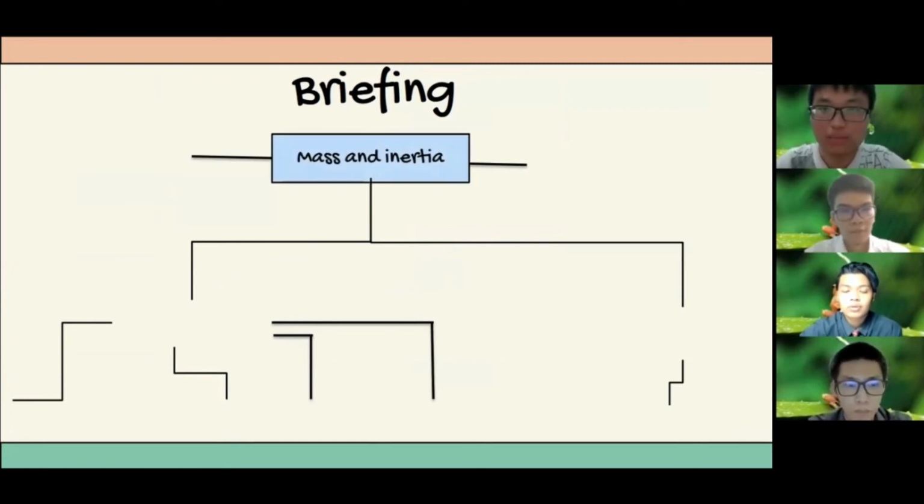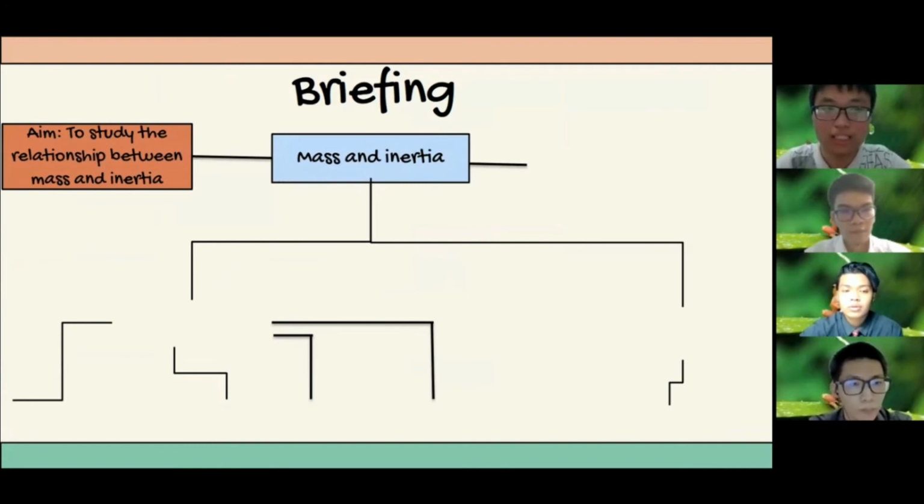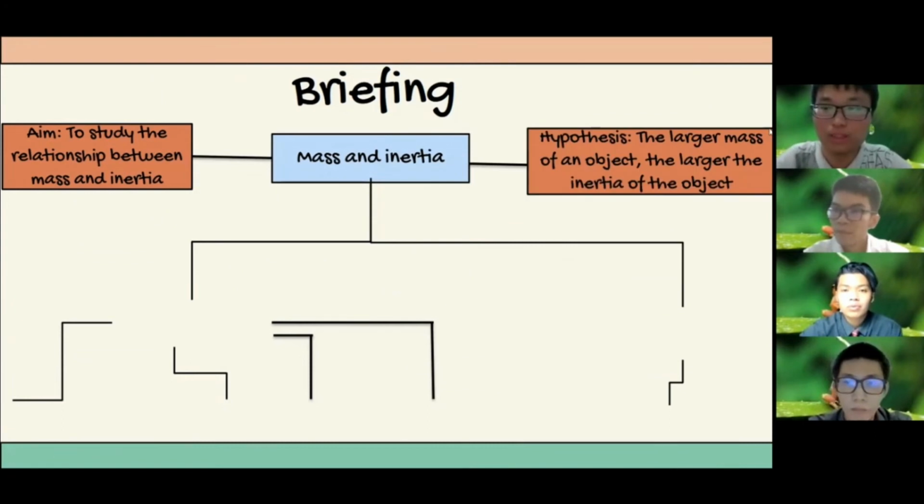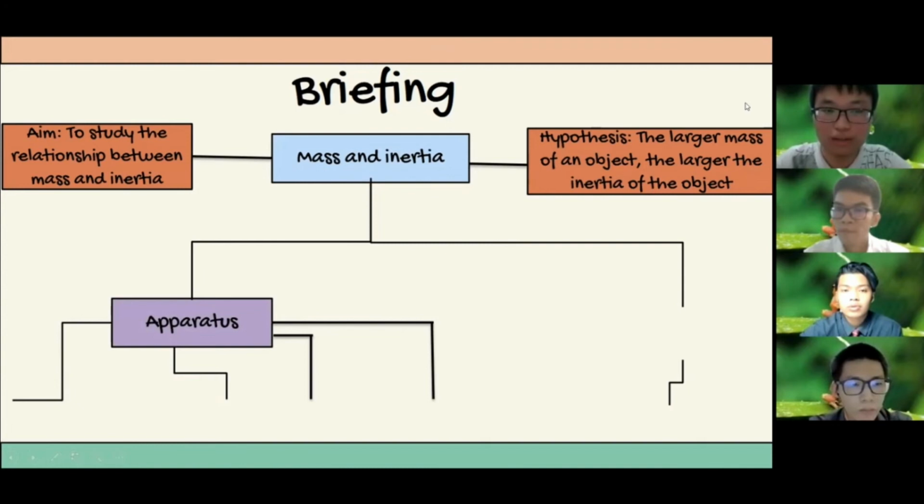The experiment is about mass and inertia. The aim is to study the relationship between mass and inertia. And the hypothesis will be the larger the mass of an object, the larger the inertia of the object. And the apparatus, we have 4. And material, we have 1.